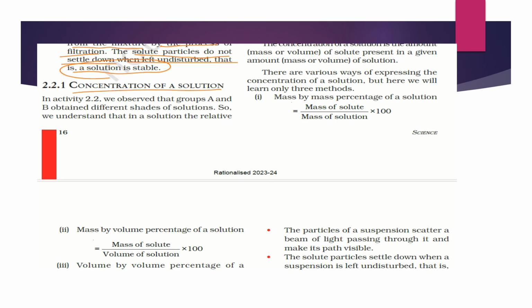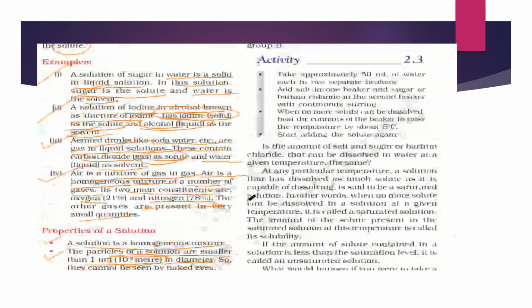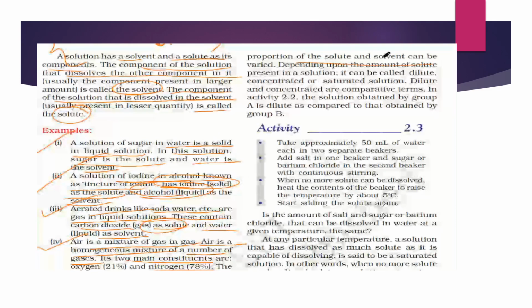In the above activity, I think you can remember now that we observed that groups A and B obtained different shades of solution as the copper sulfate in those solutions varied in amount. One was 1 spatula and one was 2 or 3 spatulas, right? So we understand that in a solution, the relative proportion of the solute and the solvent can be varied. So in a solution we can change either the solute or the solvent. Depending upon the amount of solute present in a solution, it can be called dilute. If the amount of solvent is increased, it is called dilute.